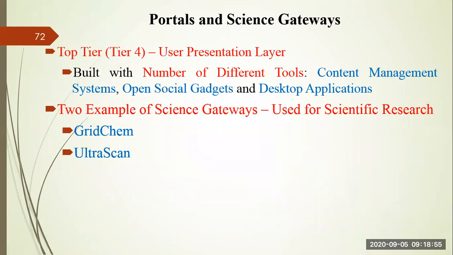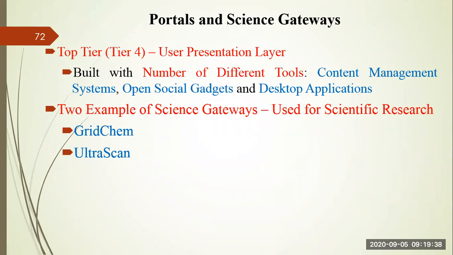The fourth layer, which is close to the user, is called the user presentation layer. This presentation layer has a number of different tools. Many tools are there, right? Based upon the applications, you have to use the tools. Sometimes you can merge two tools also. This layer is responsible for the content management system, open social gadgets, or desktop applications. How are you browsing the computer system? By the help of your desktop, right? By the help of these desktop applications, you can invoke a particular tool in order to process your work.